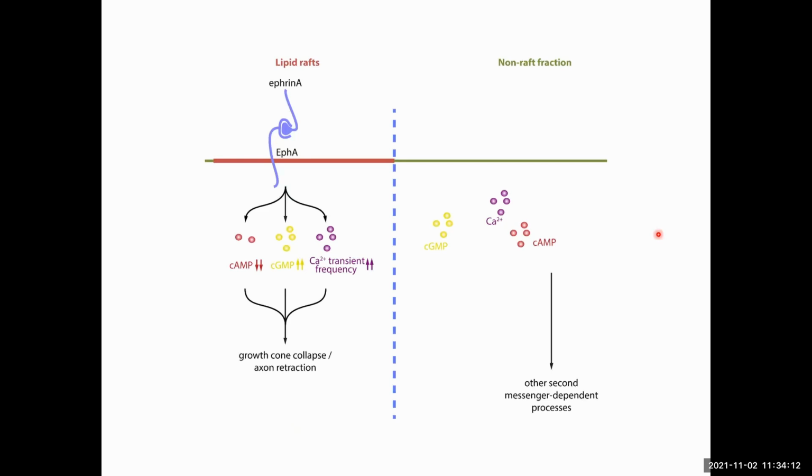So if I summarize what we found for ephrin A5, we have one compartment, lipid raft, that groups all the signals that are important, or at least the ones that we detected here: a decrease in cyclic AMP, an increase in cyclic GMP, and an increase in the calcium transient rate. That doesn't mean that there is no cyclic GMP, calcium, or cyclic AMP outside lipid raft. It just means that these signals are not important for the response to ephrin A5.